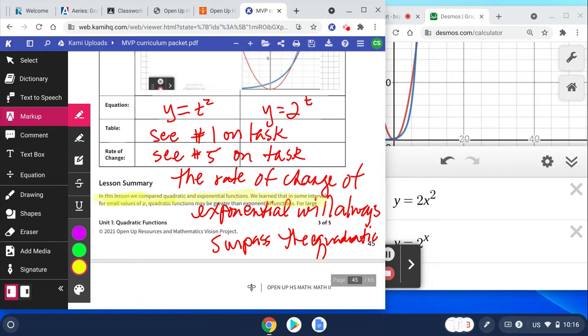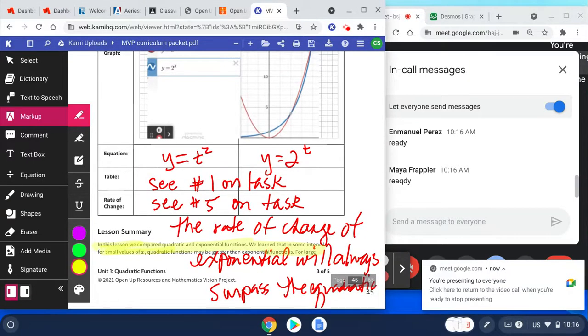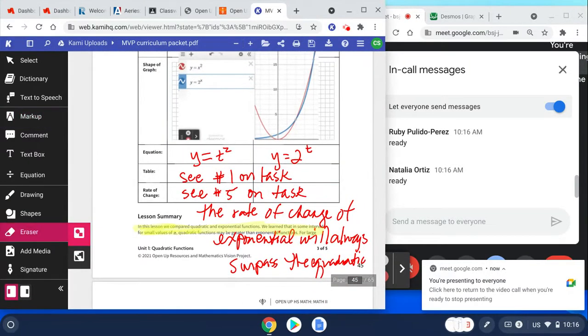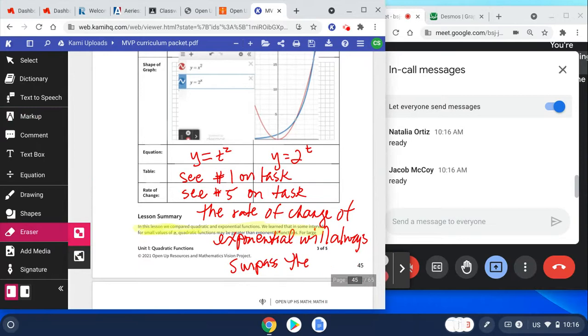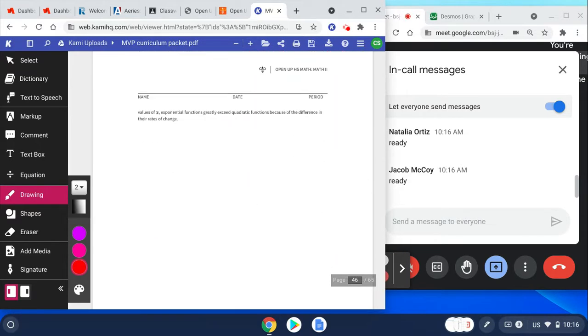Okay. When you are ready to go, can you type ready in the chat? When you're ready to move on to the next page, remember that you don't have to do a graph. I did it digitally here on the task. Okay.